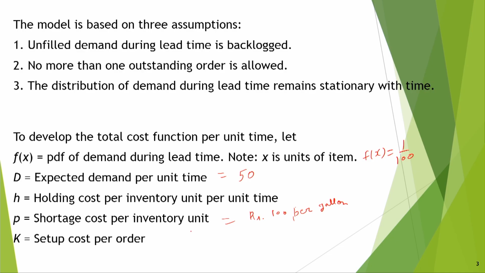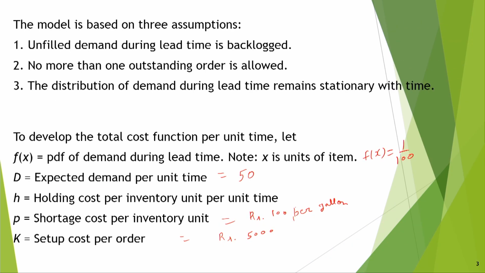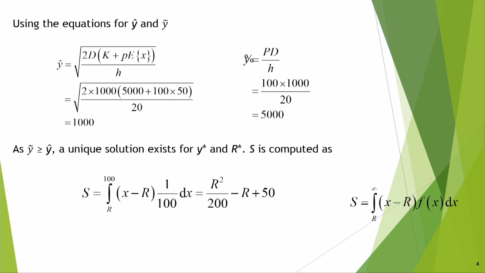right, and setup cost per order was given, I think it was rupees 5,000, and holding cost was also given. Holding cost was per gallon per month rupees 20, rupees 20 per gallon and per month, right. So, this data is given here.